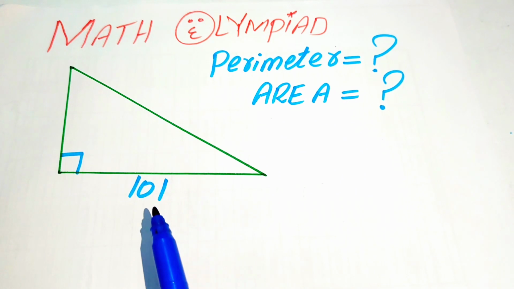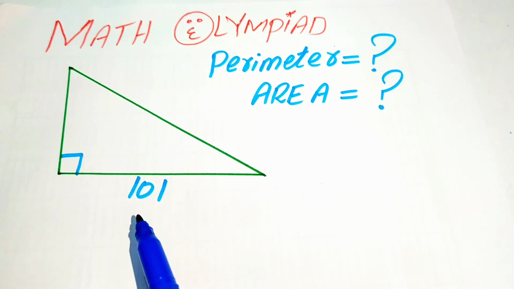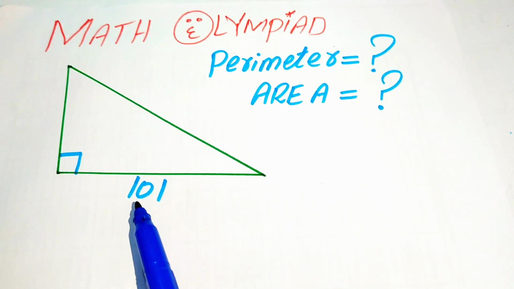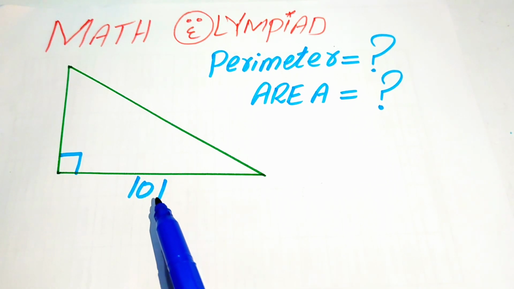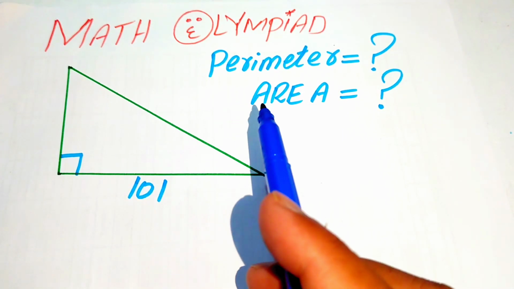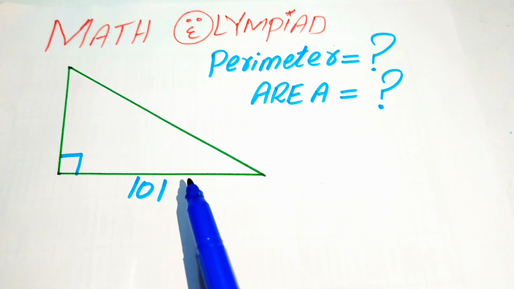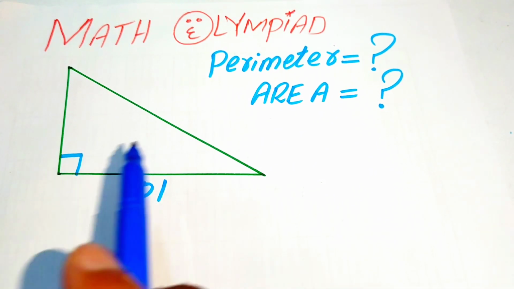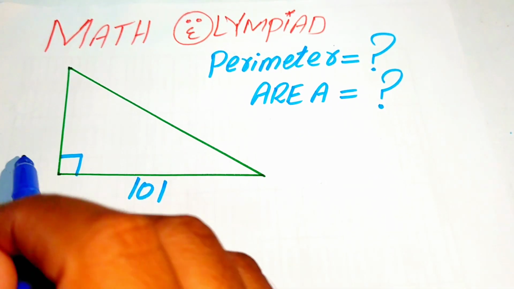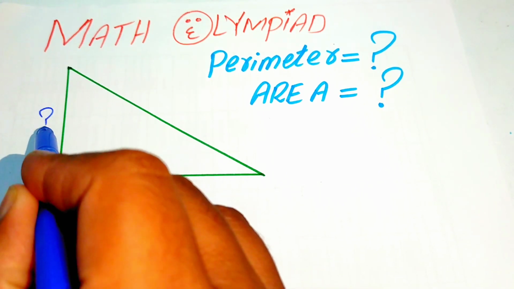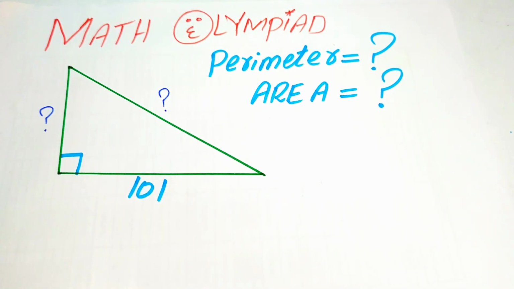And here we have a nice right triangle in which the length of one side is 101, and here we find the perimeter and area of this right triangle. So now in order to find area and perimeter, first we find the length of these two sides of this triangle.